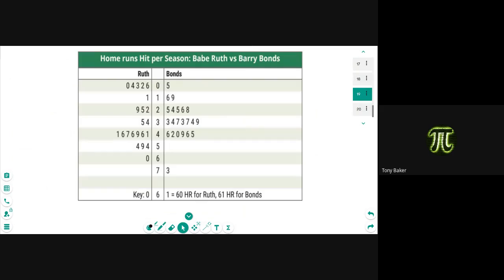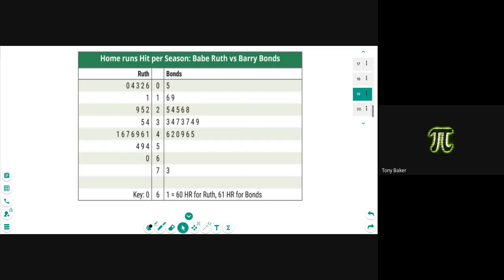So this is the stem and leaf plot showing Babe Ruth and Barry Bonds. We can look. Ruth had 0 home runs, 4 home runs, 3 home runs, 2 home runs, 6 home runs, 11 home runs, 29, 25, 22. So you can see the breakdown in each one. Same thing on Bonds. Bonds had 5, 16, 19, 25, 24, 25. Does everybody see how I'm getting those numbers?